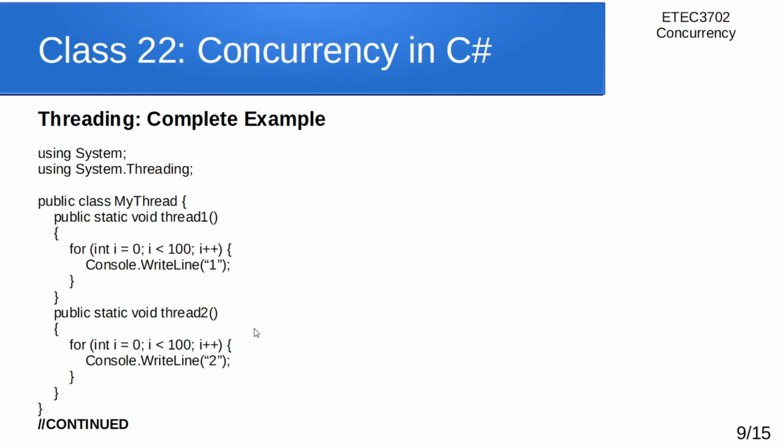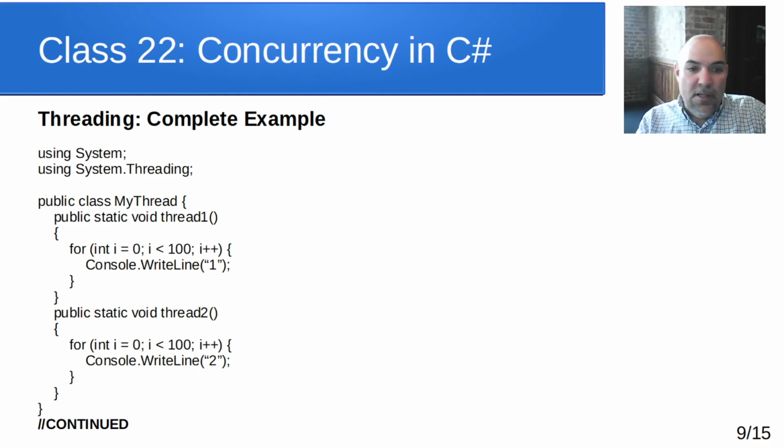All right, so here's a complete example, and let's quickly walk through it. The top part uses System.Threading, which gets access to that namespace. Down here, we create this MyThread class just to hold the thread methods. In this case, I created two: thread one and thread two as separate methods inside of the MyThread class. Now we're going to start both of those concurrently and wait for them to finish. Let's go to the next page.